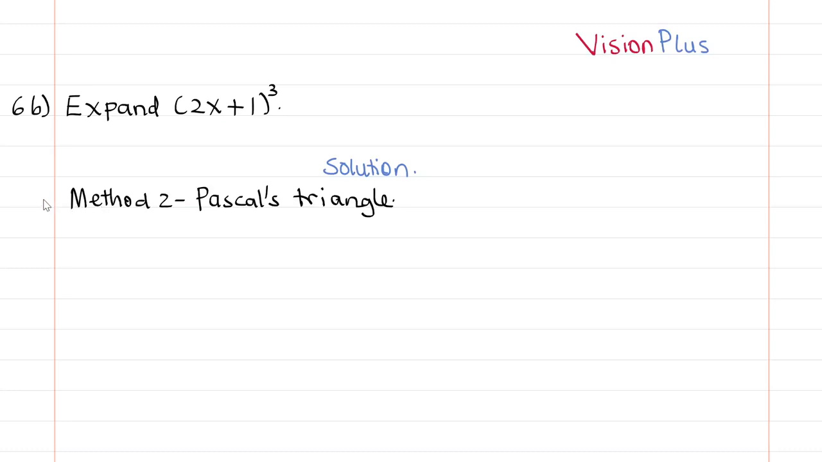Let us see how we can solve the same number 6b using method 2. I said in the previous video that method 2 is Pascal's triangle, and in some books you'll find that it is called addition triangle. So in case it comes in your exam that expand using addition triangle, please, it is the same as Pascal's triangle.